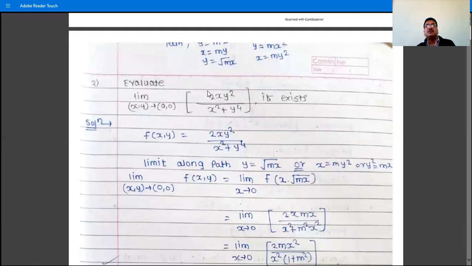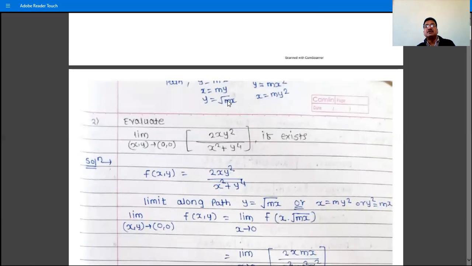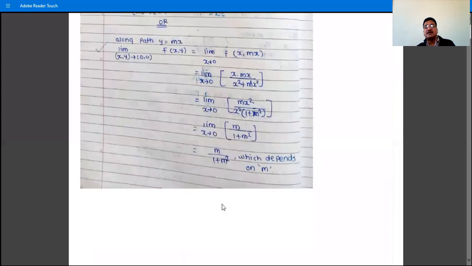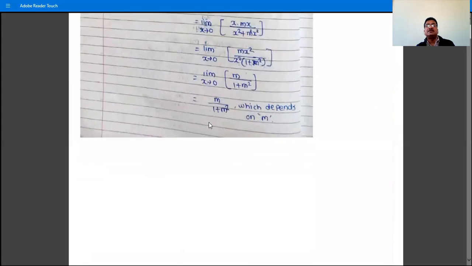So what are the paths? These are the paths: y = mx, y = √(mx), x = my. In this example, we also take the path x = my. We will solve this example also by a third method, taking the path x = my. That is, substitute here, with y tends to 0. Instead of writing x tends to 0, write y tends to 0. In the place of x, write my, and then we have the answer again depending on m, and therefore the limit along different paths is different.